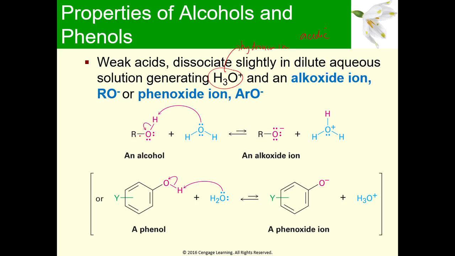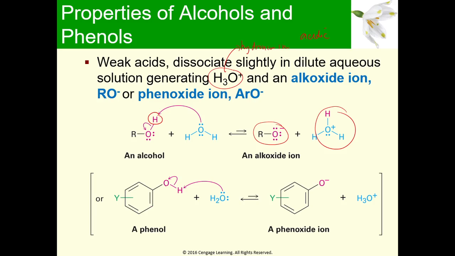Meron kang dalawang alcohol molecules, they react with each other. So, itong water pala to. So, water ito, nag-react siya with the alcohol. So, yung H dun sa alcohol, nag-react siya with the H2O to produce your hydronium ion. Tapos, ano ang nangyari dun sa alcohol? Nawalan siya ng H. This is called your alkoxide ion.